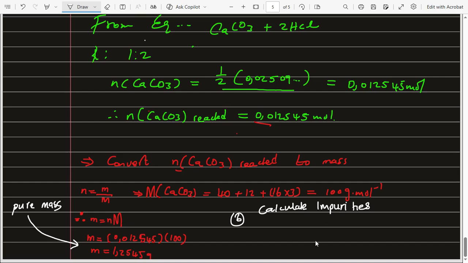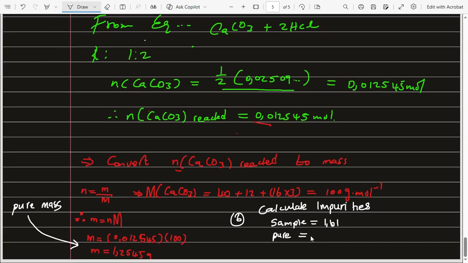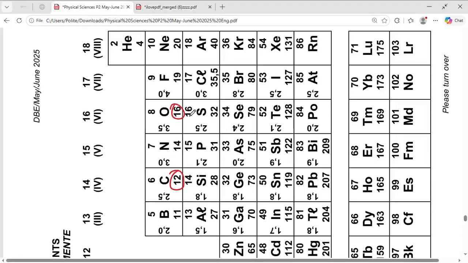Okay, so to calculate the impurities, we're going to take the sample mass. Remember, we were given the sample mass, which was 1.61, and then we have the pure mass. And what is the pure mass equal to? It's equal to 1.255 if I round it off, right? Then the impurities, we take what we started with. This was the sample. I'm sorry, guys. It's 1.5 from the statement, not 1.61.